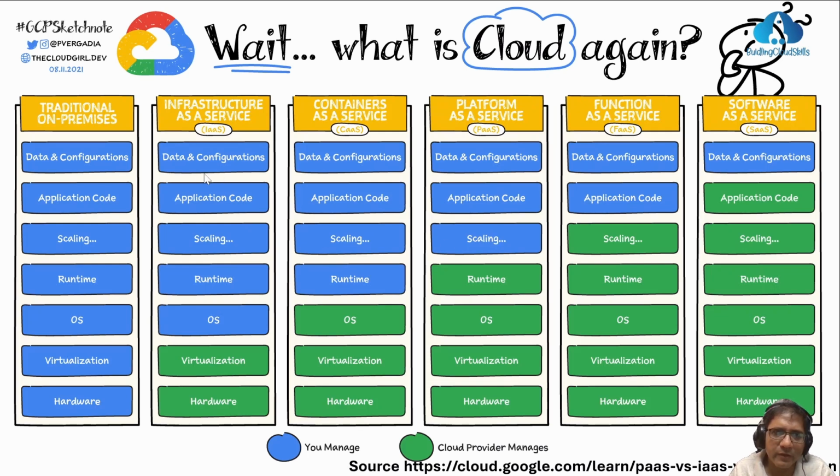Now, same thing when you look at infrastructure over here, right? You're doing data, you're doing application code, you're scaling, you're putting up runtime, you're doing the OS patching, updates. So all this becomes your effort. Cloud provider's effort is just virtualization and hardware. And when you do this on-premise, everything becomes your effort.